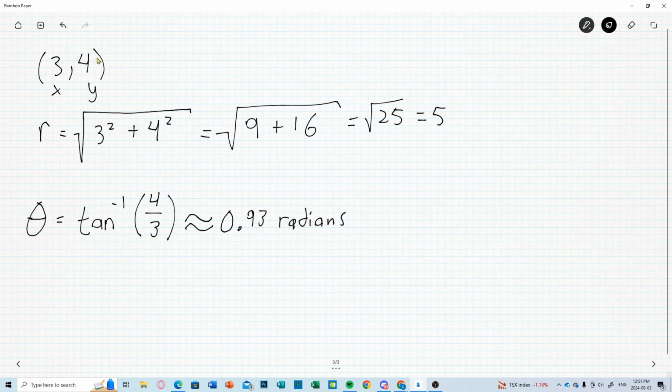So instead of having our 3 and 4 as x and y, this is going to become 5 and 0.93. Alright, now we're going to be going from polar coordinates of r and theta to Cartesian coordinates of x and y.